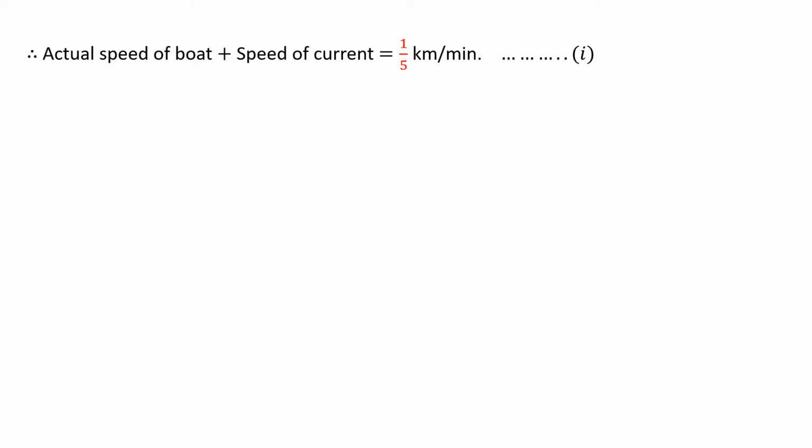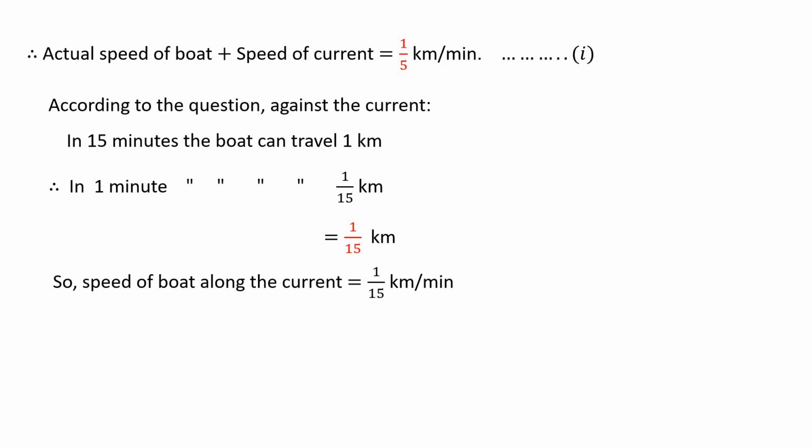Okay, let us go to the next statement. In 15 minutes the boat can travel 1 kilometer. In 1 minute the boat can travel 1/15 kilometers. So 1/15 kilometer is the distance in 1 minute, and that is the speed of the boat against the current.